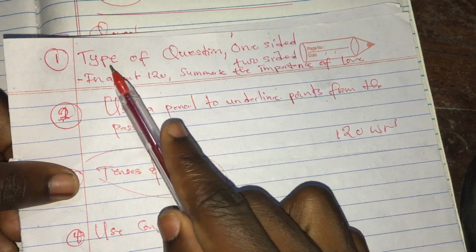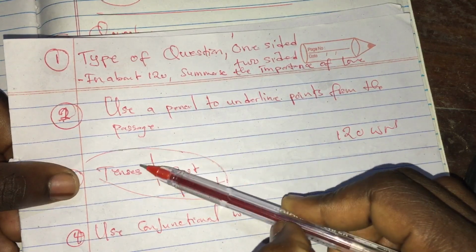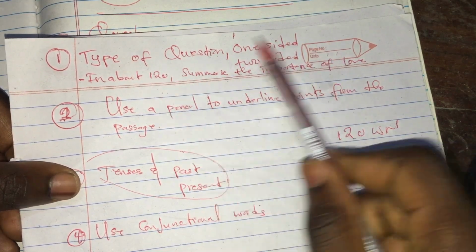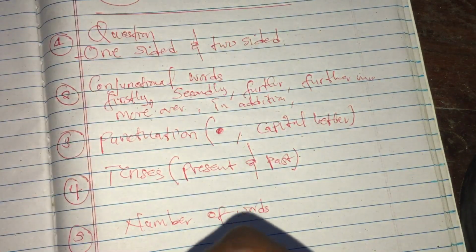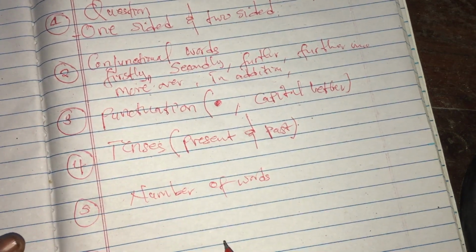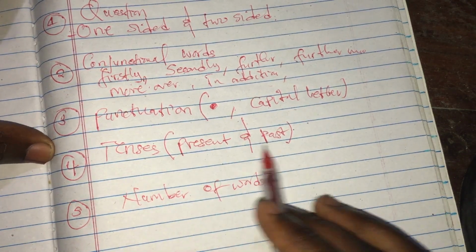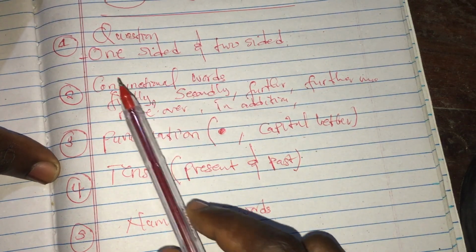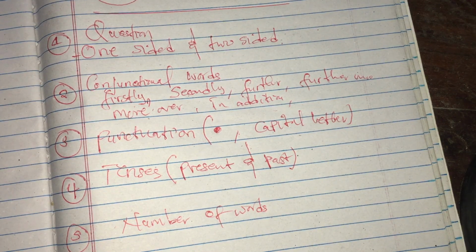So count. I hope we all know how to count. You first count the number of words in the first line, then you count the number of lines you have written, then you multiply. That's how we count. So the number of words should be indicated, the tenses, the punctuations, the conjunction words, and also understanding the question very well.